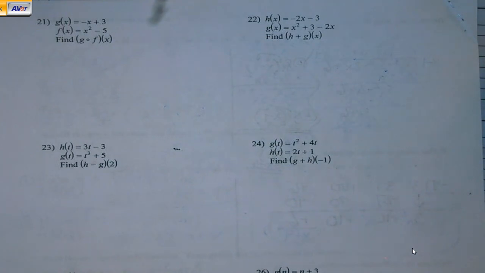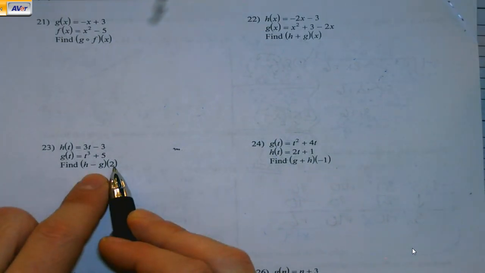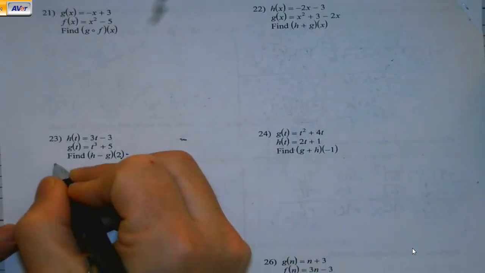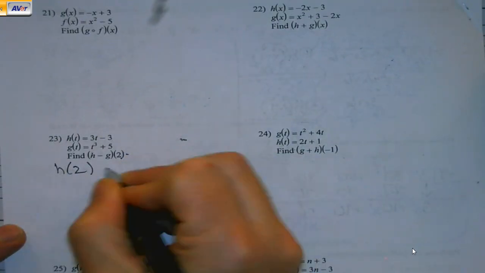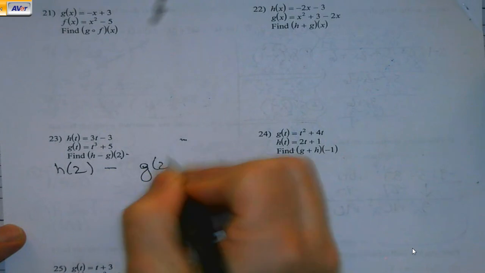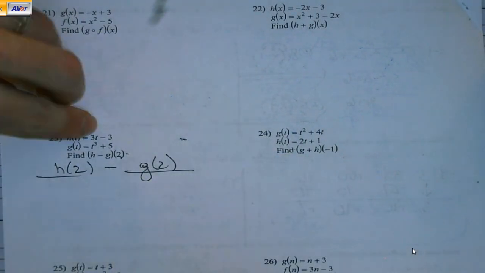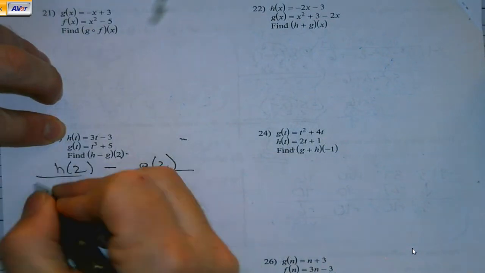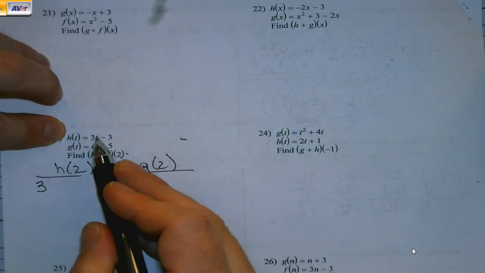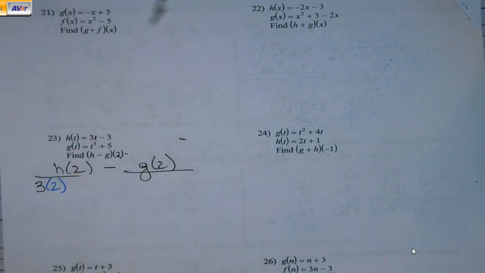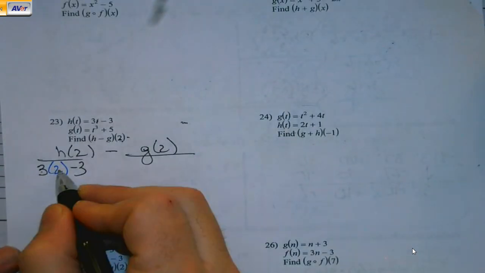Okay, keep it simple. Well, what if I start putting numbers in there? So what's this mean? This means I'm going to take h of 2, and I'm going to subtract g of 2. So I'm going to take my h function, I'm going to start writing it. But when I get to t, I'm going to replace it with the number. And then I figure out what that part is. 3 times 2 is 6, minus 3 is 3.